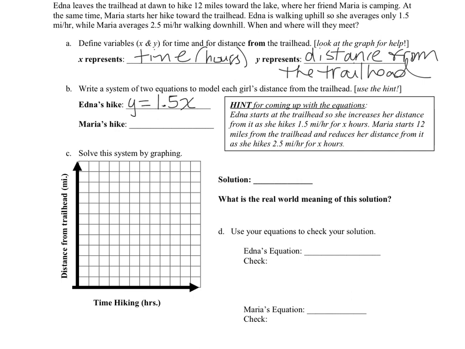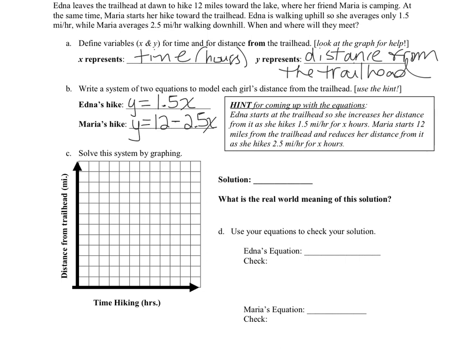Now Maria, she starts 12 miles from the trailhead, and what's happening is her distance from the trailhead is decreasing as she goes down the mountain, right? Because she's getting closer to the trailhead. So her equation is going to be her distance is equal to 12 miles minus, she's decreasing 2.5 miles every hour. So it's minus 2.5x. You could say negative 2.5x plus 12 as well.